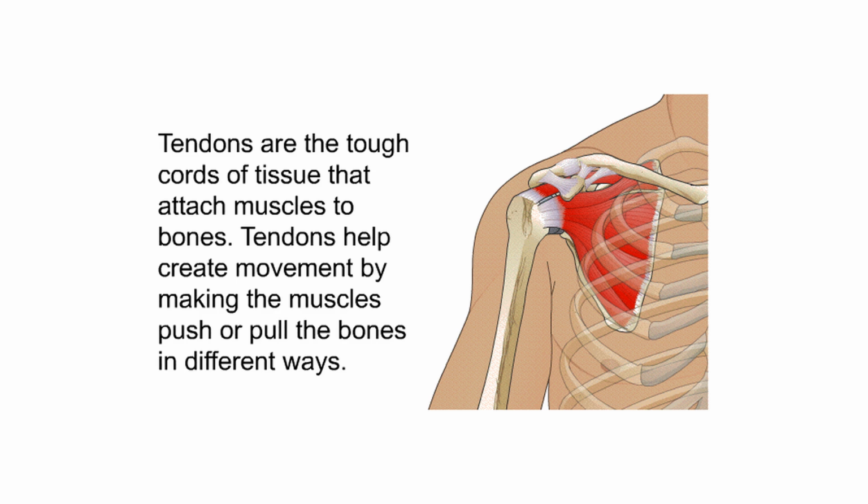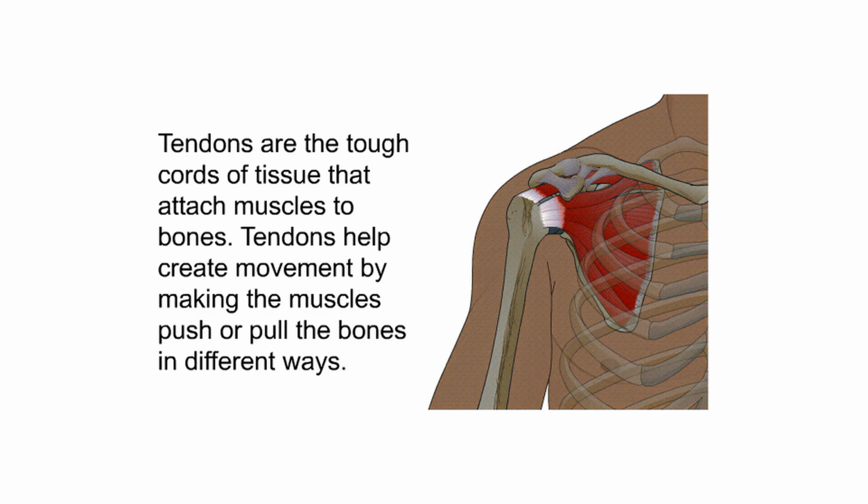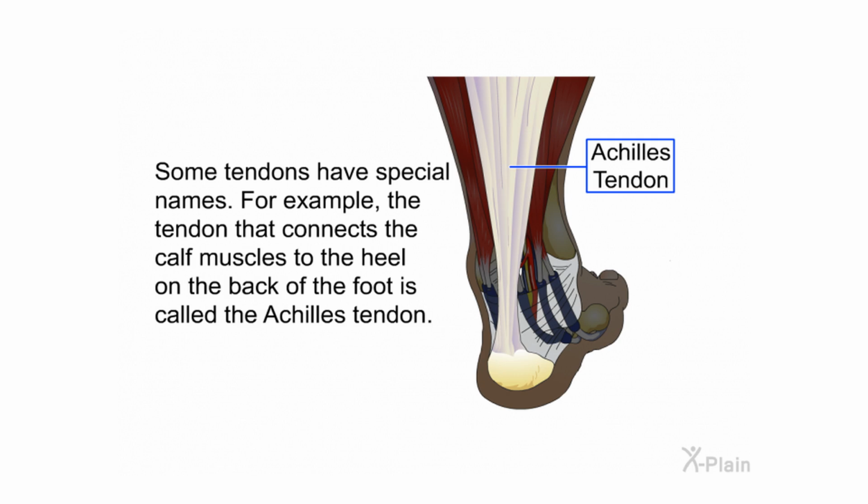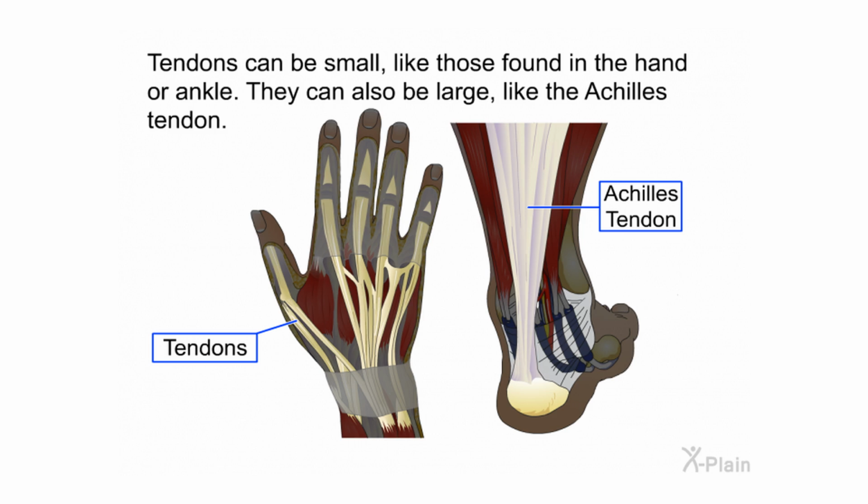Tendons are the tough cords of tissue that attach muscles to bones. Tendons help create movement by making the muscles push or pull the bones in different ways. Some tendons have special names. For example, the tendon that connects the calf muscles to the heel on the back of the foot is called the Achilles tendon. Tendons can be small, like those found in the hand or ankle. They can also be large, like the Achilles tendon.